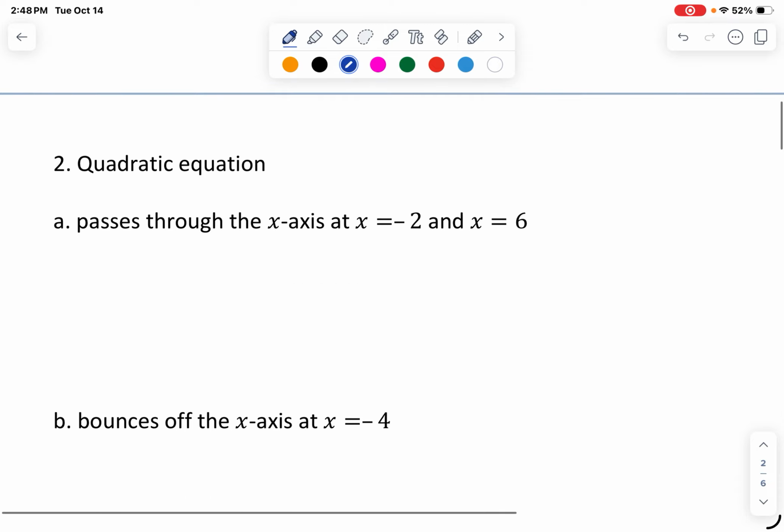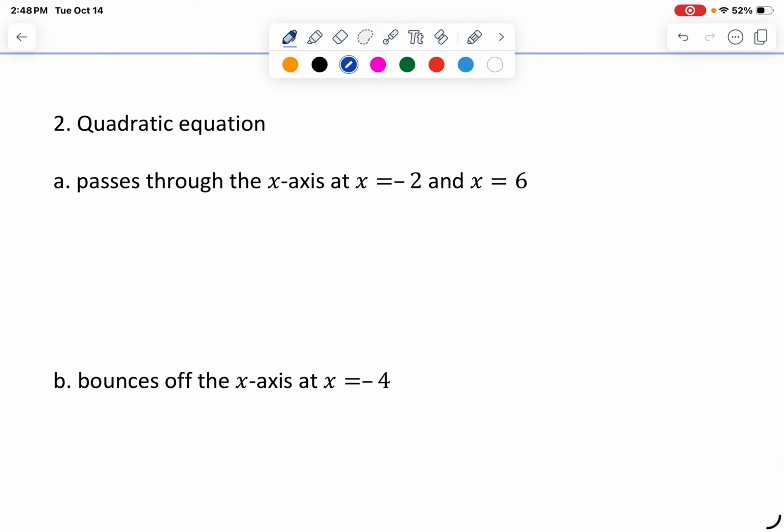Okay. All right, next we're on to quadratic equations, which are what we're more used to with this bouncing and touching. These are the ones that have curves, right? So this is passes through the x-axis at x equals -2 and x equals 6. I'm going to start off with y equals. If -2 is a 0, then x plus 2 is a factor. If 6 is a 0, then x minus 6 is a factor.